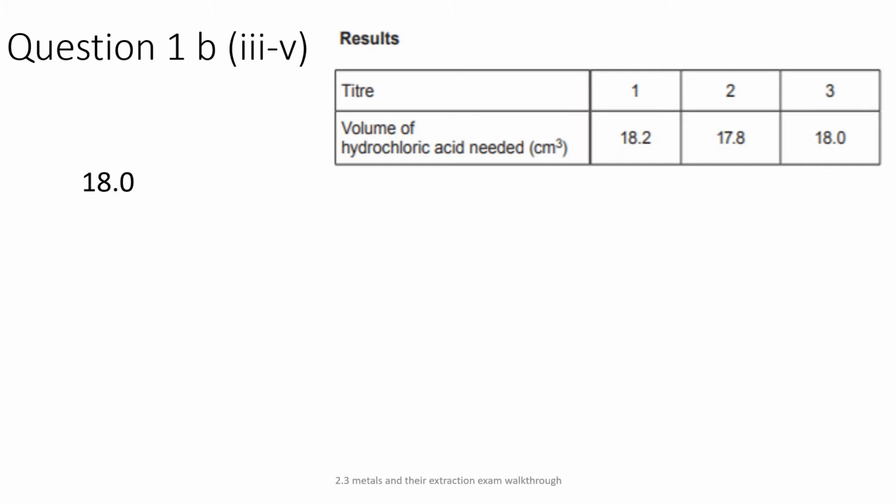So, first part of the next question is to calculate the mean. So we add all the concordant values together. In this case, that's all the values, and then divide by the number of values that we used, as so.